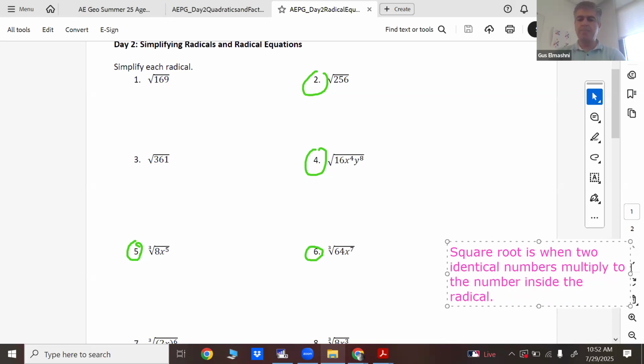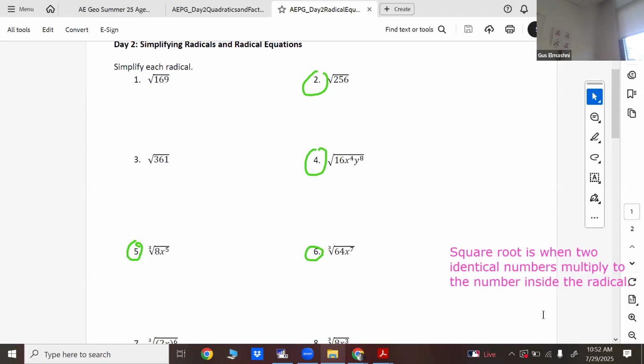Let me rephrase that. Square root is when 2 identical numbers multiply to the number inside the radical. What 2 identical numbers? I know it's kind of tricky. We could start with something kind of close. What's 10 times 10? We're getting kind of close.